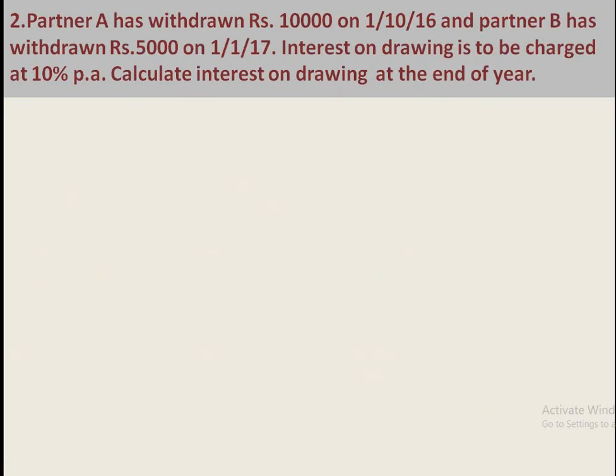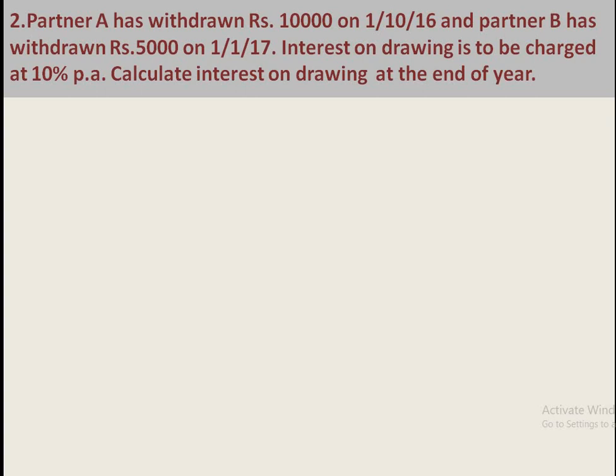Partner A has withdrawn rupees 10,000 on 1/10/16. He drew this amount from the firm on 1/10/16. While another partner B has withdrawn rupees 5,000 on 1/1/17. So he drew rupees 5,000 on 1/1/17. Now the firm is charging interest on drawing at 10% per annum. And your question is, you need to calculate interest on drawing at the end of year for both the partners.